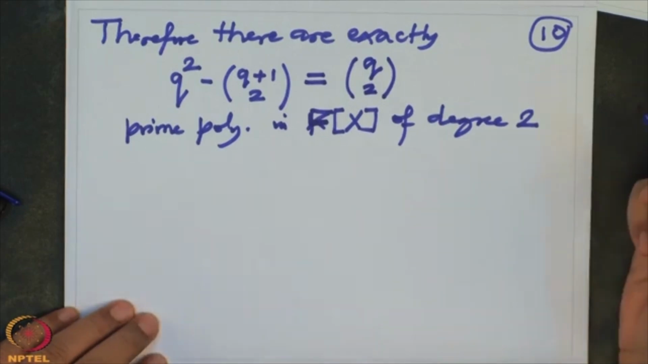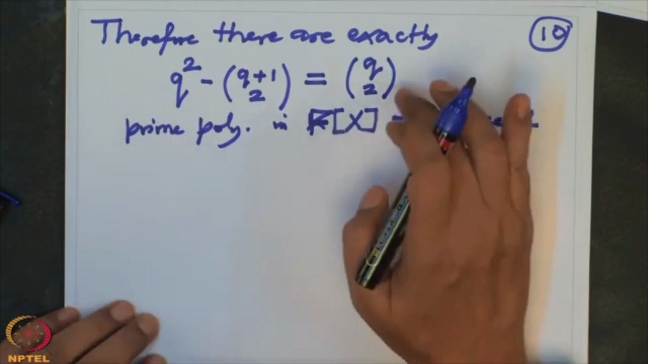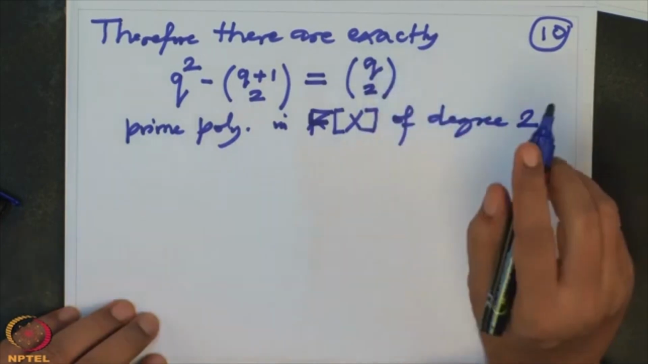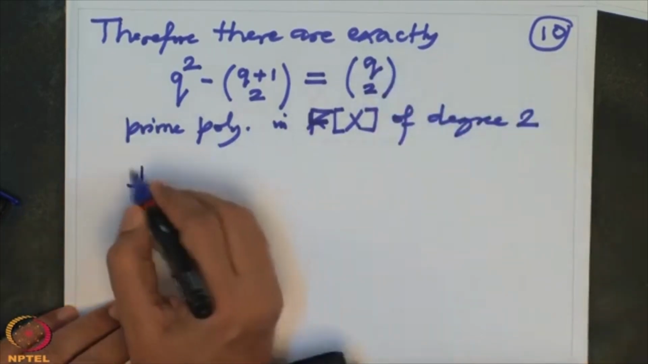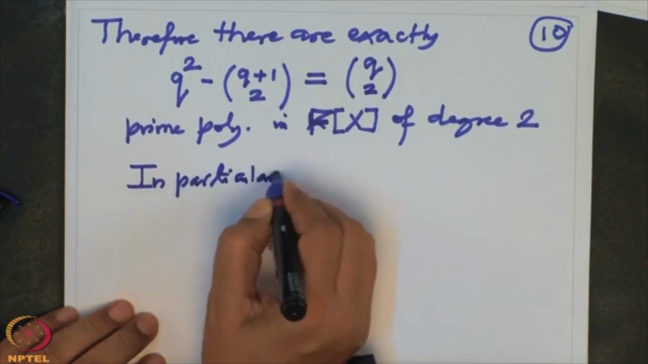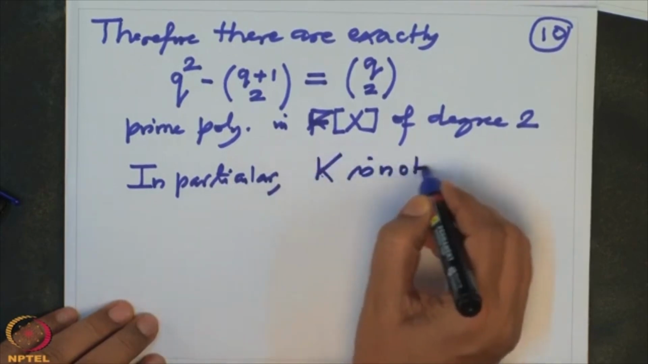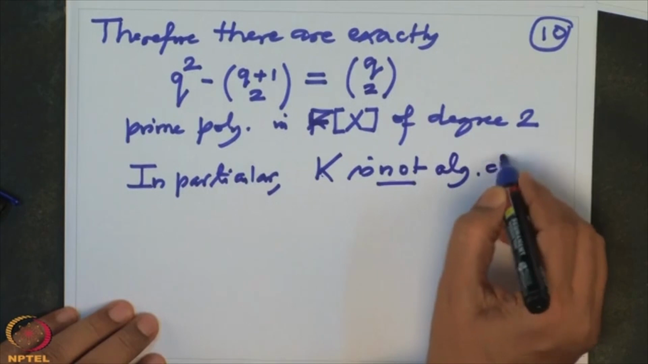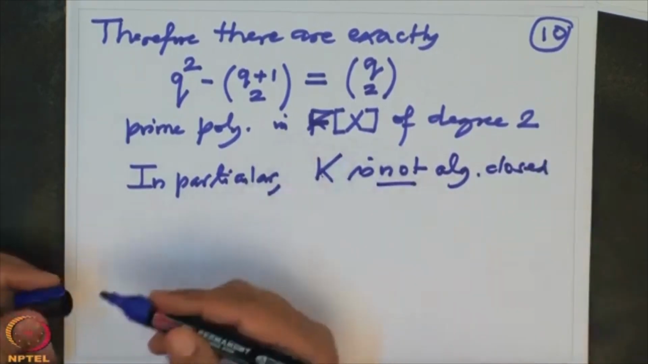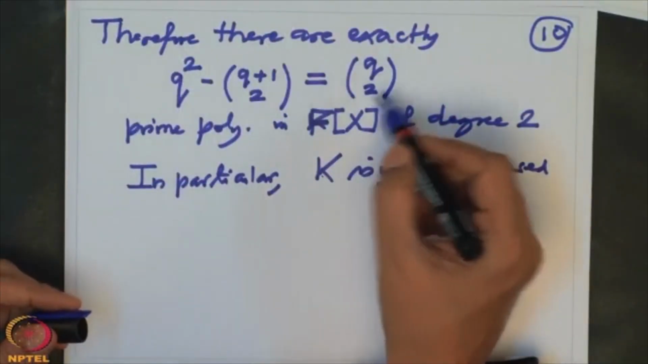So what did we check? We actually found out how many prime polynomials there are of degree 2 in F[x] for a finite field with q elements. So in particular, F is not algebraically closed, because if it were algebraically closed, then there would be only linear prime polynomials. But this number of prime polynomials is at least 1.